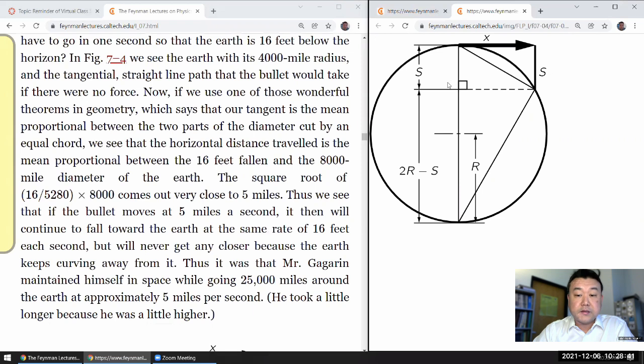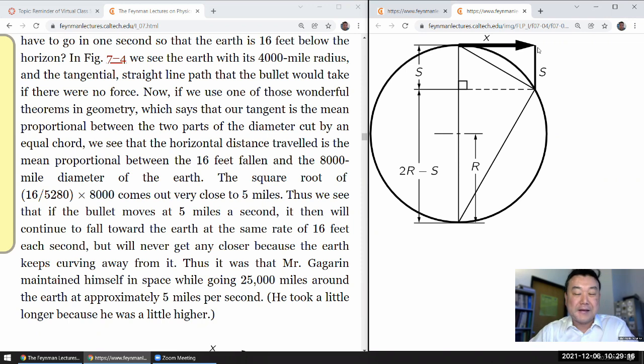We see the Earth with its 4,000 mile radius and the tangential straight line path that the bullet would take if there were no force. Now, if we use one of those wonderful theorems in geometry, which says that our tangent is the mean proportional between the two parts of the diameter cut by an equal chord, we see that the horizontal distance traveled is the mean proportional. I think he means a geometric mean.